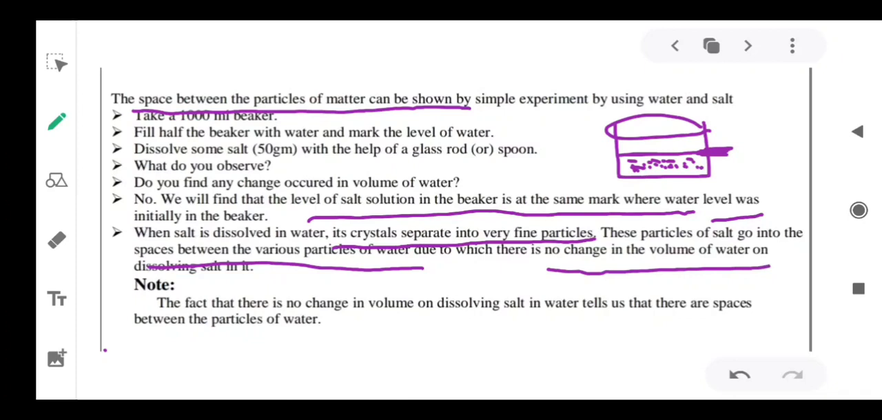So, by this experiment we learned that there is no change in volume on dissolving salt in water because there are spaces between the particles of water.